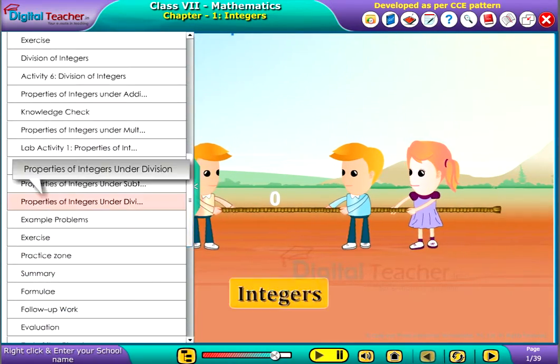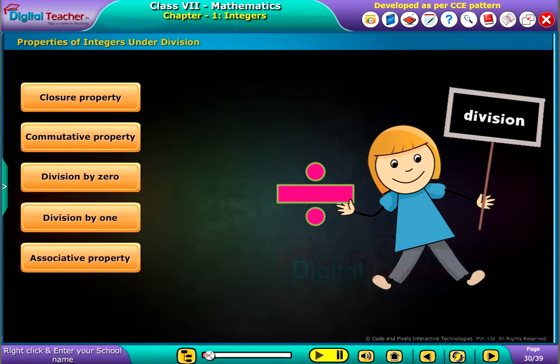Welcome to the chapter Integers. Properties of integers under division. Let us see whether the following properties satisfy the integers under division. Click each tab to know more.